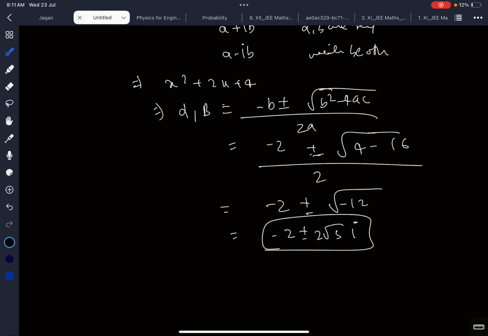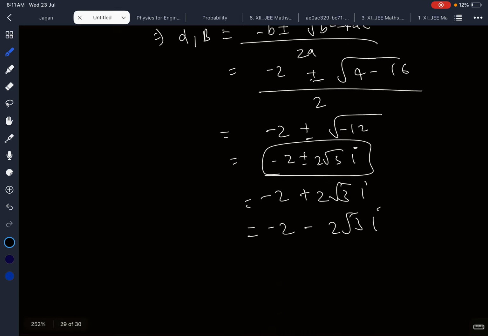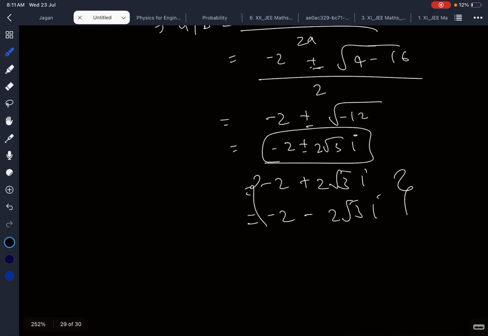So you can see one root is minus 2 plus 2 root 3 iota and other is minus 2 minus 2 root 3 iota. Here it will be seen that its roots are in conjugate pair. It's because its roots are imaginary. If one of the roots is imaginary, then the other will be imaginary as well, and both the roots will be in conjugate pair.